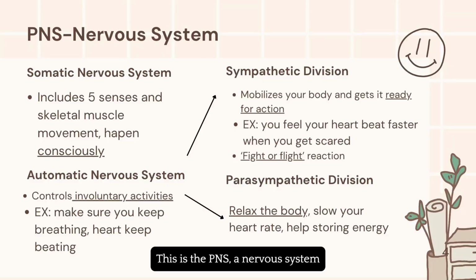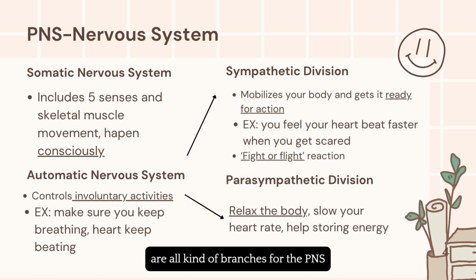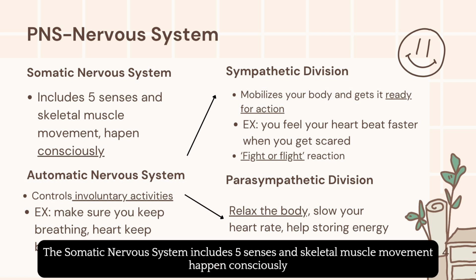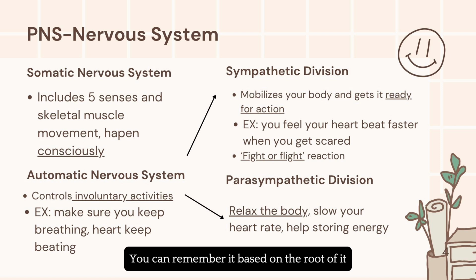This is the PNS and nervous system. Both the somatic nervous system and the autonomic nervous system branch off from the PNS. The somatic nervous system includes the five senses and skeletal muscle movement that happens consciously. The autonomic nervous system controls involuntary activity. You can remember it based on the roots of the word.